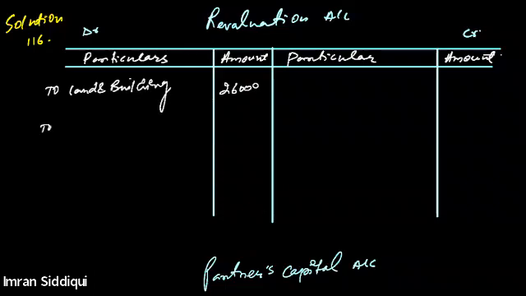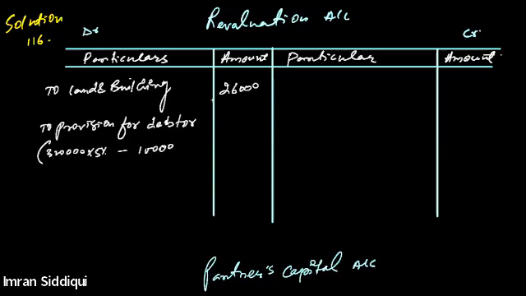So write down to provision for doubtful debt. It will be 3 lakh into 5%, and out of this, we need to subtract 10,000 which we already made as a provision. So 3 lakh into 5% will be 15,000 minus 10,000. We need to increase the provision for debtor by 5,000, so we need to debit the revaluation account by 5,000. I hope this is clear, both of you. Is this clear? Okay. Moving on to the next item.